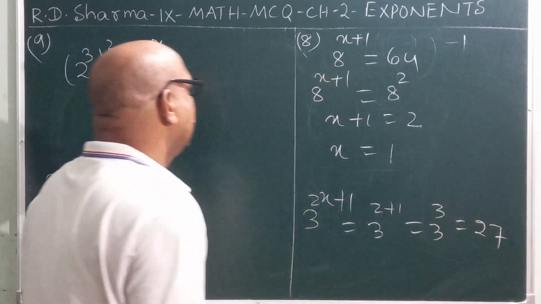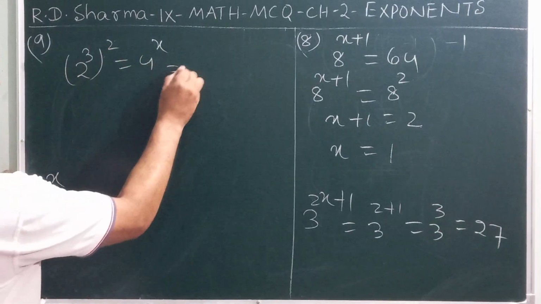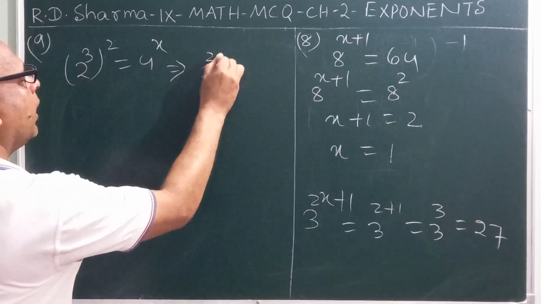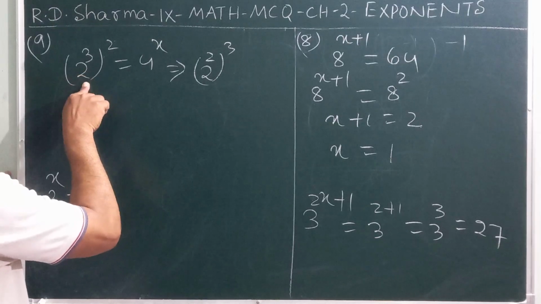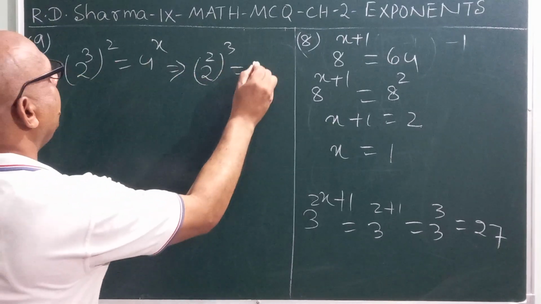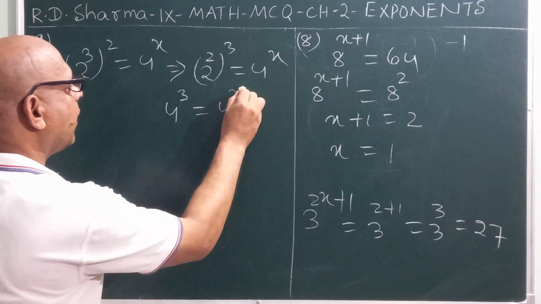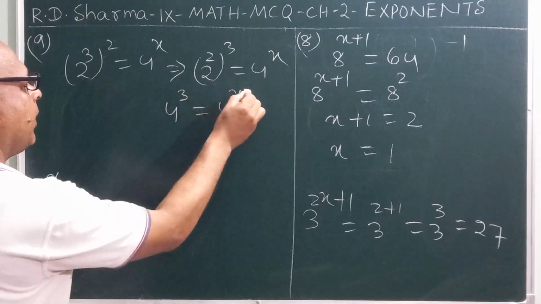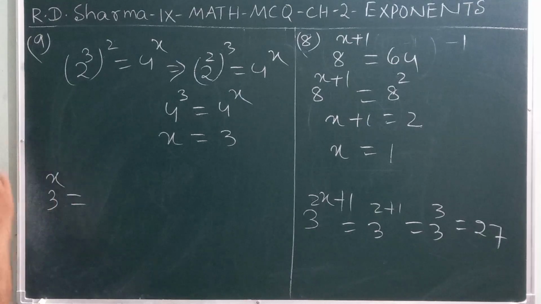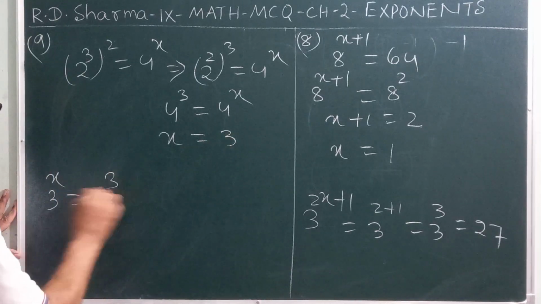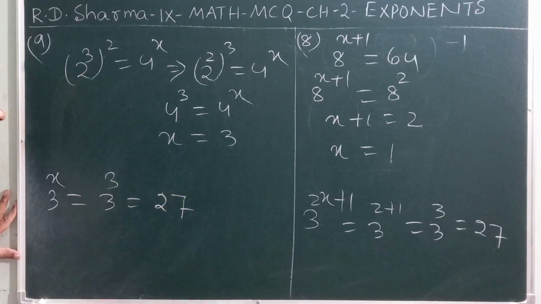Answer is 27. Next, number 9: 2 to the power q whole square equals 2 square whole cube. Equal 4 to the power x. 4q equals 4 to the power x. Base same, so power same. x equals 3. Then 3 to the power x, x is 3, 3 to the power 3 equals 27. Answer is 27.